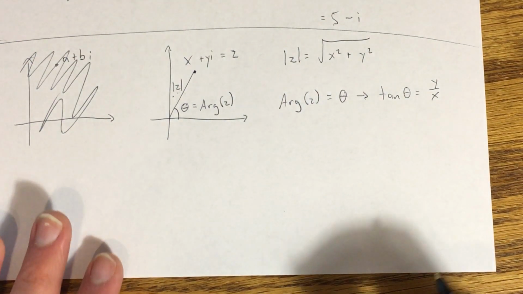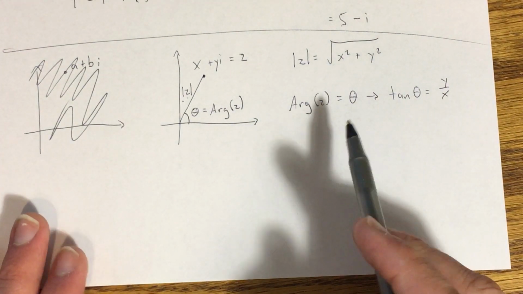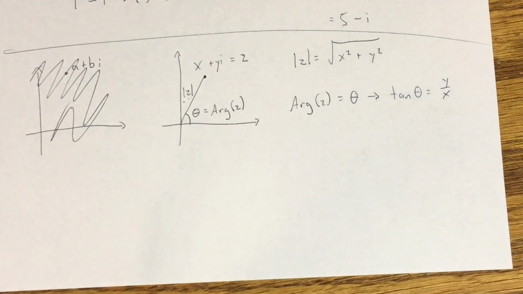Okay, so I want to do an example or two where we're finding both the magnitude and the argument of a complex number.